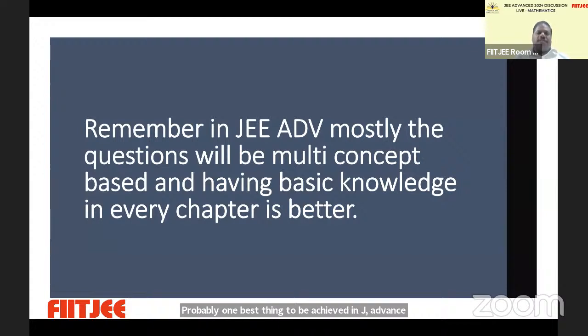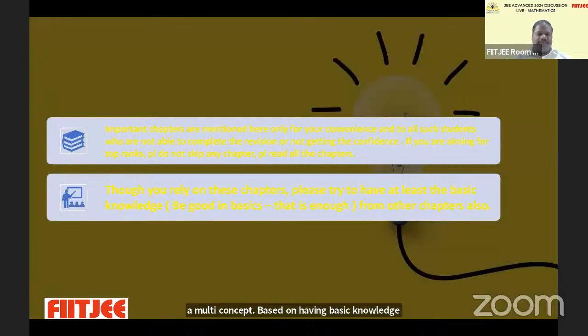So remember, in JEE Advanced, most of the questions will be multi-concept based, so having basic knowledge is better. So, as I said, these are some concepts shown for your reference. It's not that I mentioned only the big important chapters. It doesn't mean that you don't cover other chapters. There are some important chapters which you should try. Apart from that, if you're aiming for ranks and all, you should go for more chapters. You should see other chapters as well.